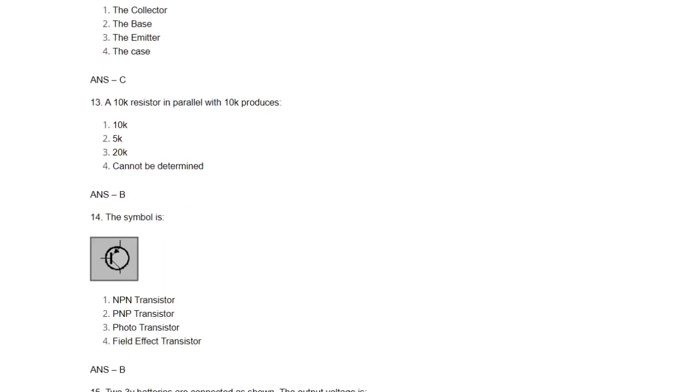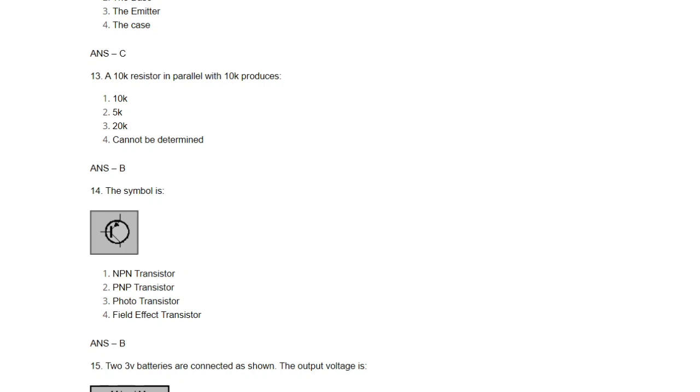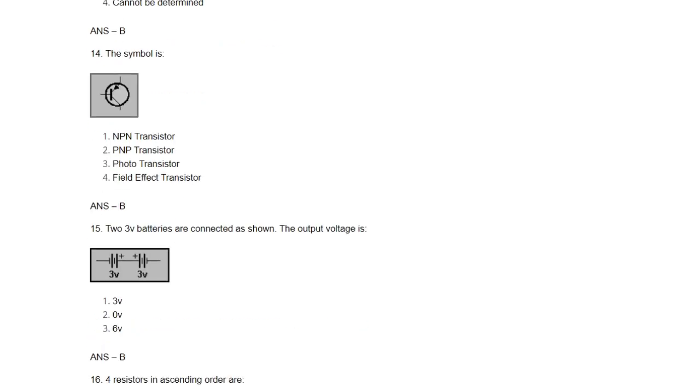Then question number 13: a 10K resistor in parallel with 10K produces 5K. It is the answer. Then in question number 14 a symbol is given. The symbol is of what? It is a PNP transistor.